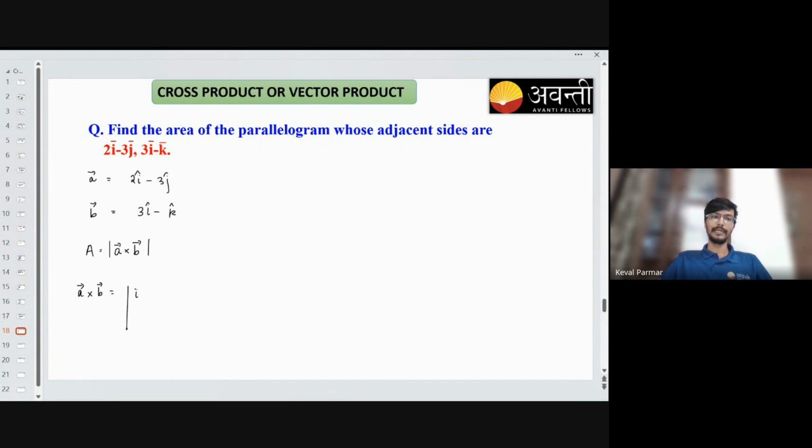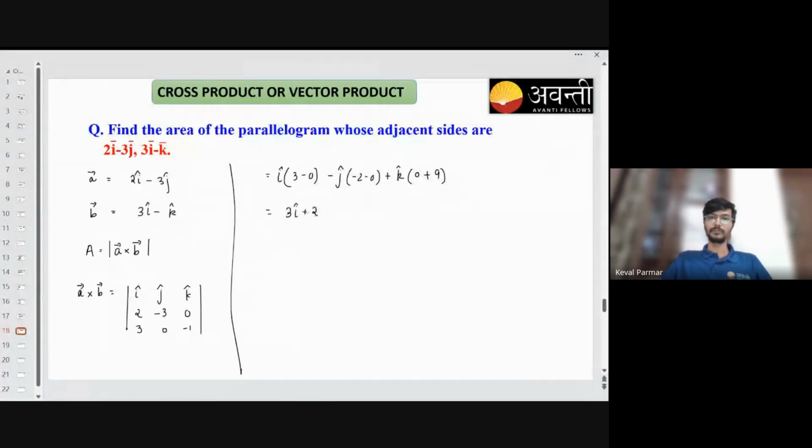It will be equal to the determinant of i, j, k. First row will be A vector: 2, minus 3, 0. यहाँ पे 3, 0, minus 1. Let us calculate this. This will be equal to i into 3 minus 0, minus j into 2 minus 0, plus k into 0 plus 9. That means 3i cap plus 2j cap plus 9k cap. This is A vector cross B vector.